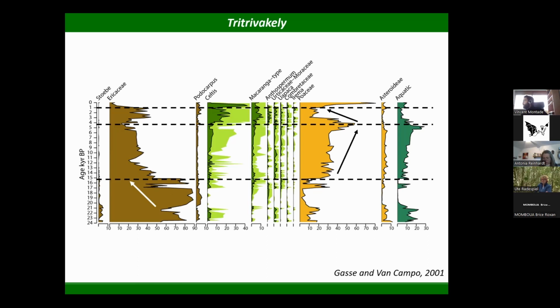And also an important parameter to look at is the aquatic plants. At the same time as the increase of grassland, you also have an important development of aquatic plants, mainly Cyperaceae and Potamogeton, I think, in Tritrivakely Lake. So to resume, I think this site is really interesting because we have an interesting shift in vegetation between forest and grassland, mainly during the Holocene.